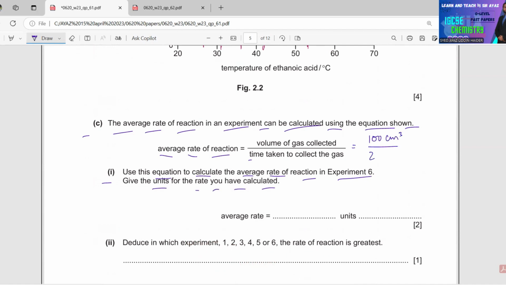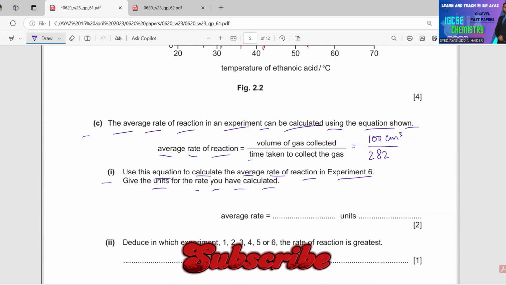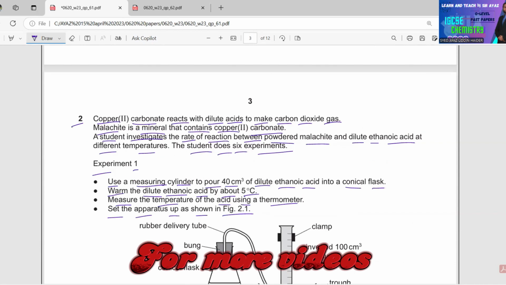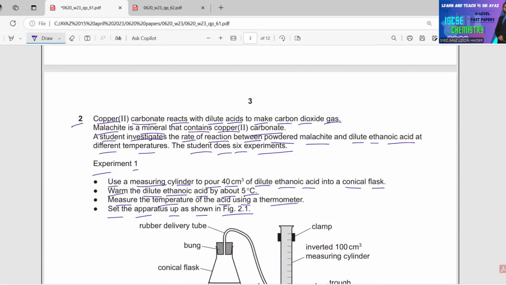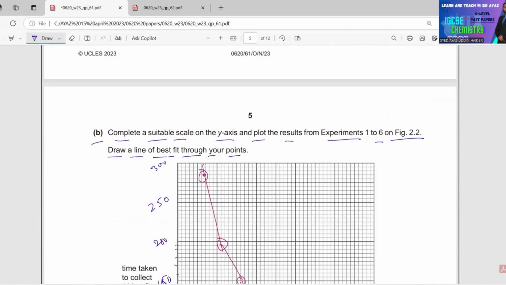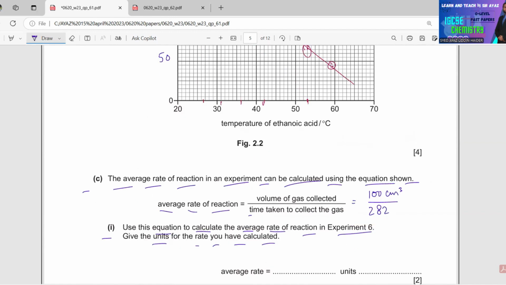The time taken to collect the gas is 282. So if you have 100 centimeter cube of the gas collected in this total time of 282 seconds, so how much volume will be collected per second using this equation?